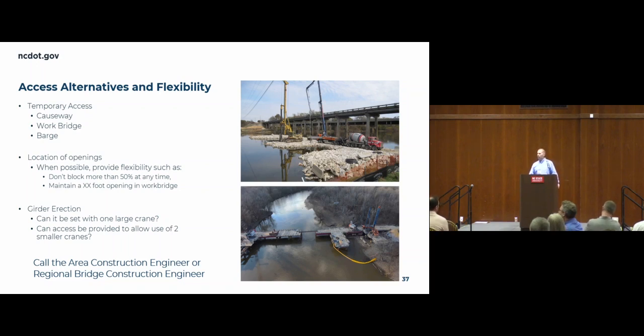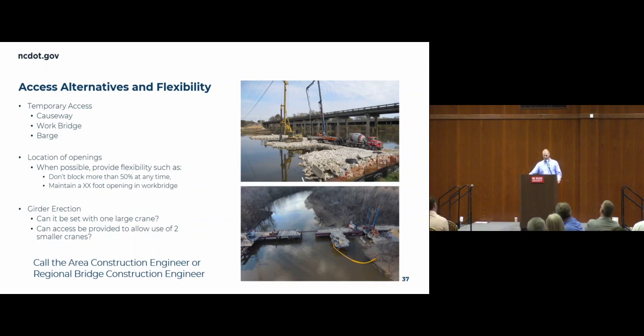Also, with the openings, be flexible on where those openings are. A lot of projects will show causeways from both sides, and there'll be just a general note that says don't exceed more than 50% at any one time. That's for hydraulic opening, or sometimes for boat traffic. I like that, right? It gives the contractor the option. They can go either side.